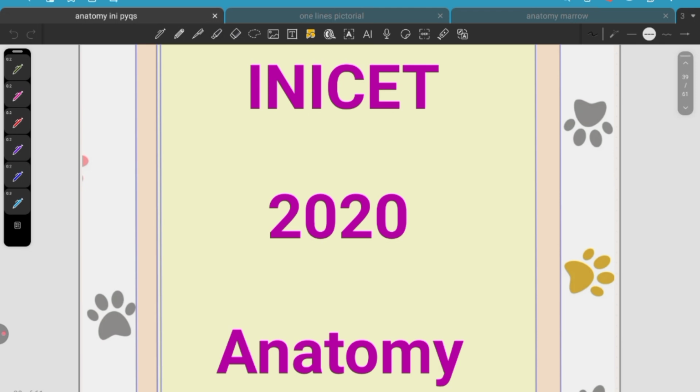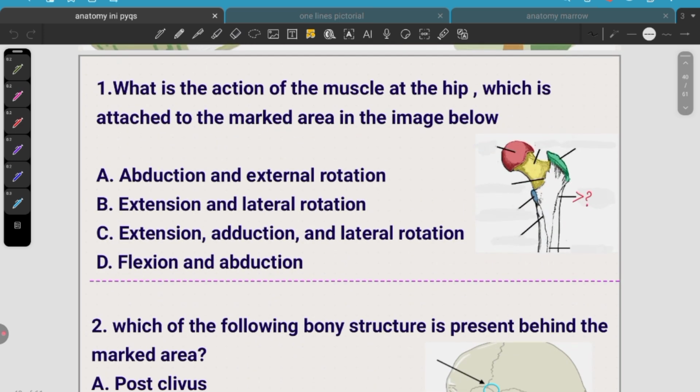But today I'm with the 2020 INICET anatomy paper. Let's discuss as much as possible.